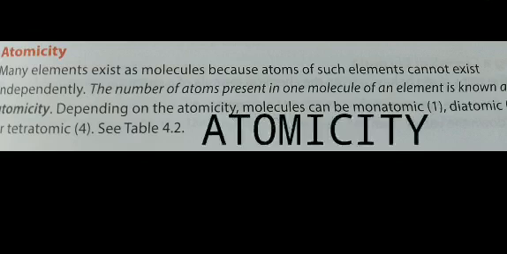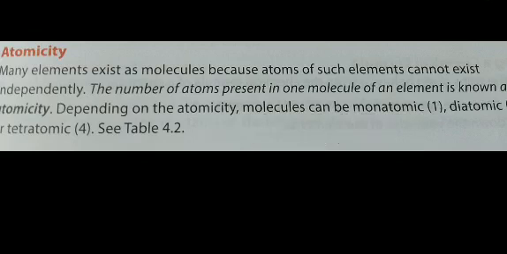Okay. Now, what is atomicity? Many elements exist as molecules because atoms of such elements cannot exist independently. The number of atoms present in one molecule of an element is known as its atomicity. Depending on the atomicity, molecules can be monoatomic, diatomic, or tetraatomic.